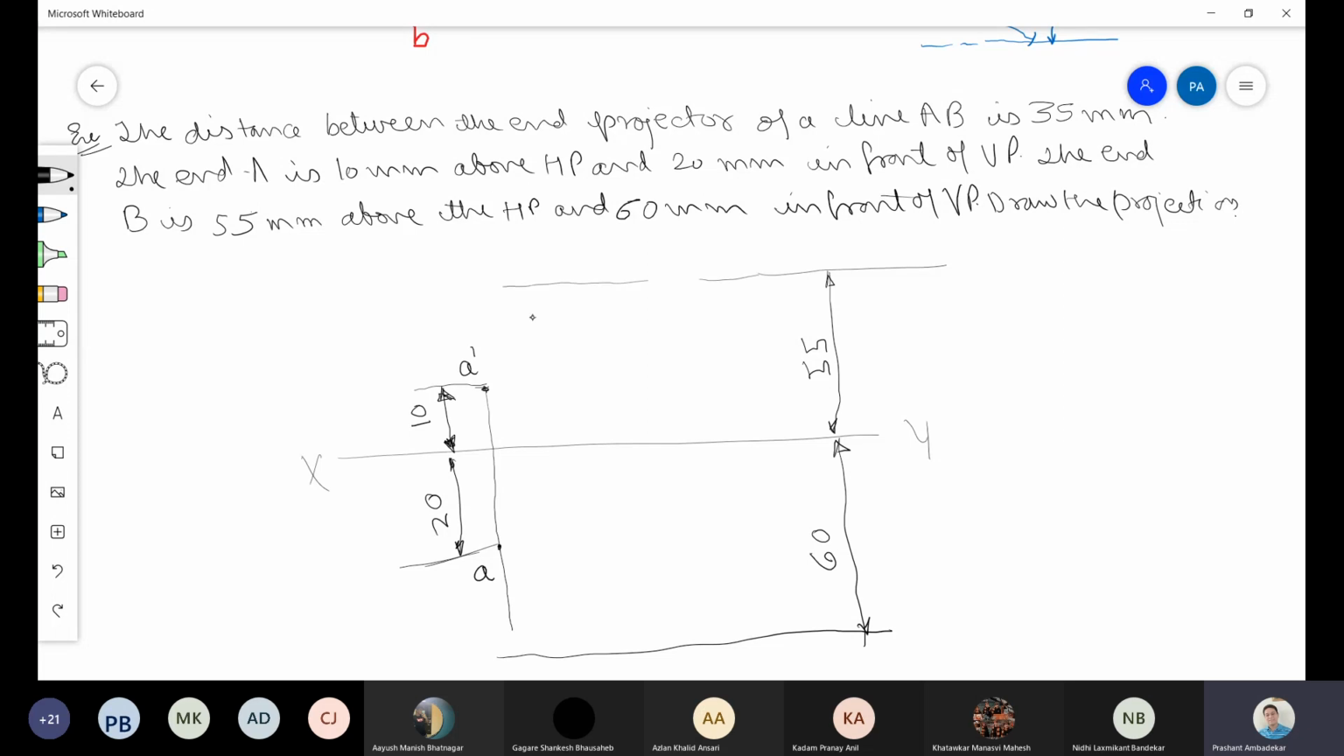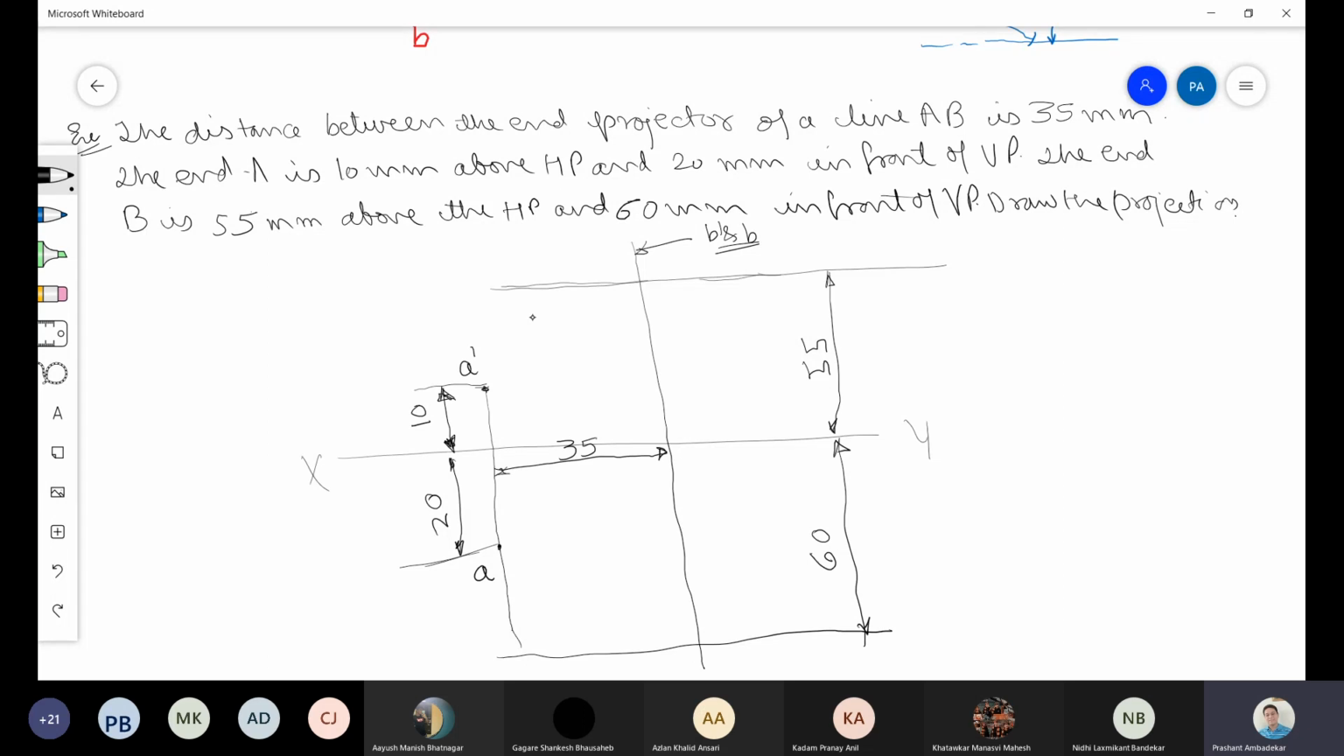Then I know that the locus of B will fall on this in the front view, and the locus of B will fall on this in the top view. Now I know another thing. I know that this is the line on which I will get the points B dash and B, because this is the distance between the end projectors. This is given as 35.